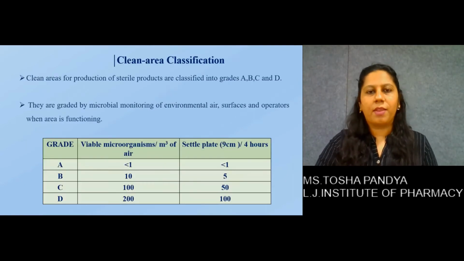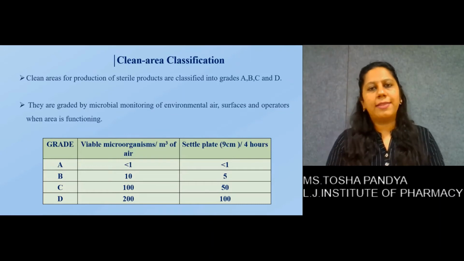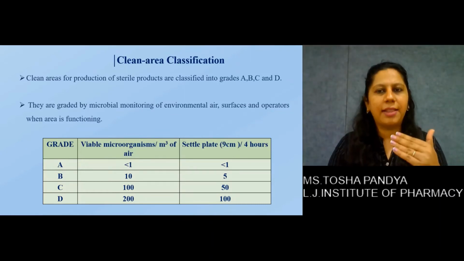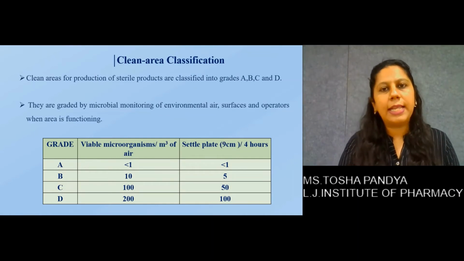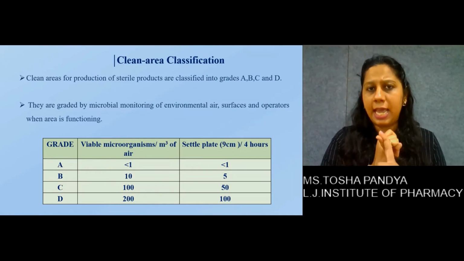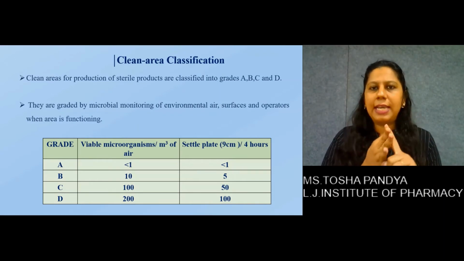So here you see next is the clean area classification. How do you classify the clean area? Normally the clean areas are classified into four grades. You have grade A, grade B, grade C, and grade D.